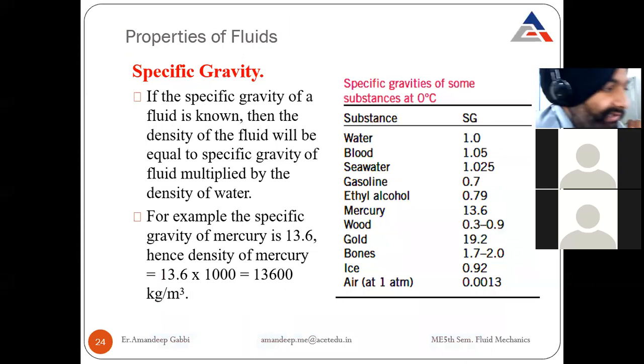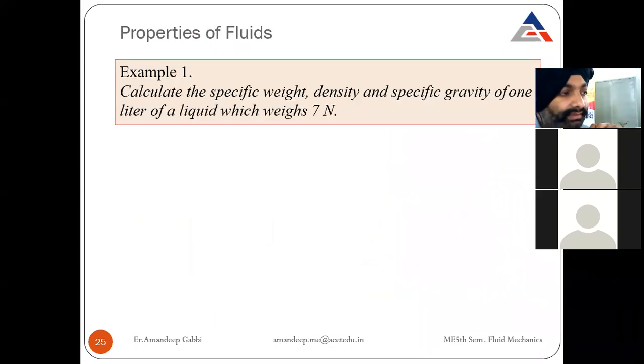Now specific gravity. If the specific gravity of a fluid is known, then the density of the fluid will be equal to specific gravity of the fluid multiplied by the density of water. For example, the specific gravity of mercury is 13.6, hence density of mercury is 13.6 into 1000, that is 13,600 kg per meter cube. There is some numerical, you can try it. Everyone has to do this.